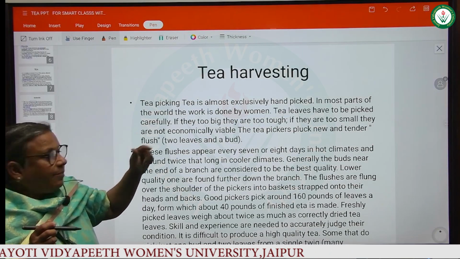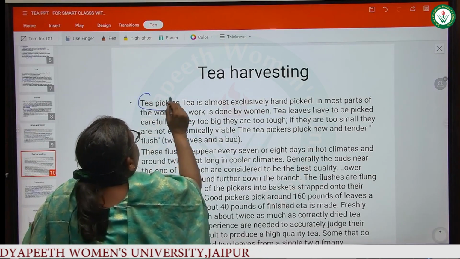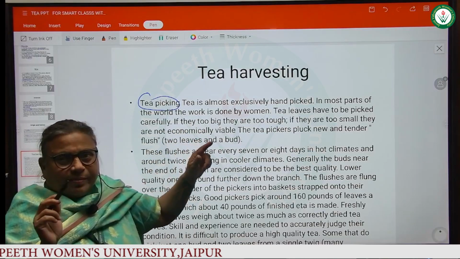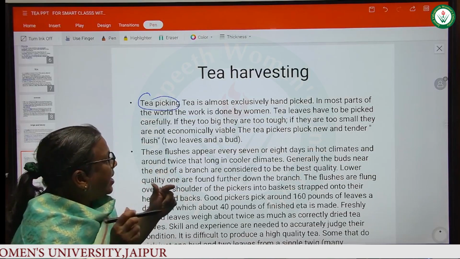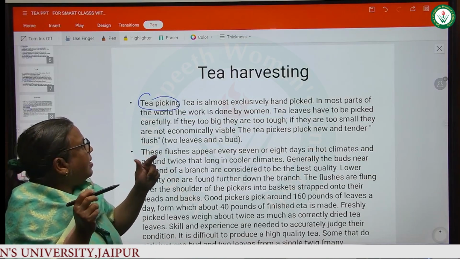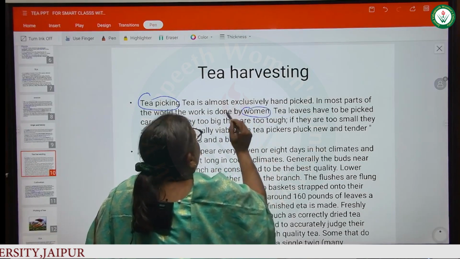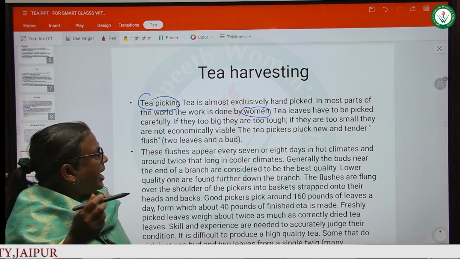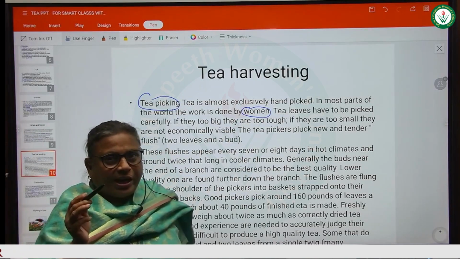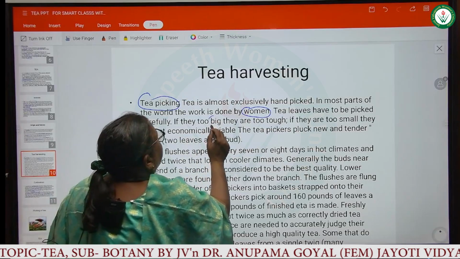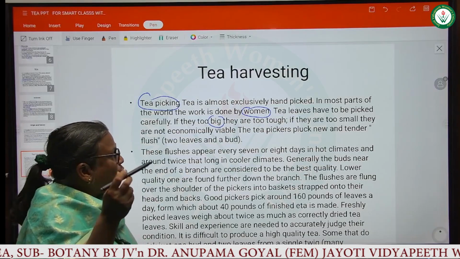Well, tea picking. Tea is almost exclusively hand picked. We pick the tea leaves by hand. In most parts of the world, the tea picking is done by women. So women do the work of tea picking. Tea leaves have to be picked carefully. If the tea leaves are too big, they are too tough, and if the tea leaves are too small, they are not economically viable.